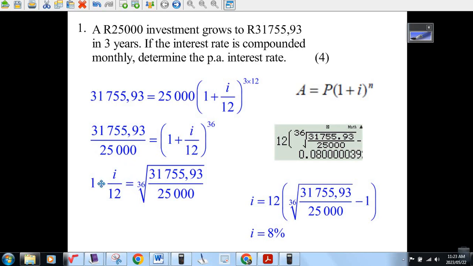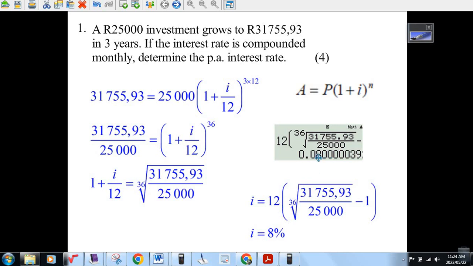Well, we're trying to solve for I. We're going to have to subtract 1, and then we're dividing by 12, so we multiply both sides by 12. And all I do is type this into my calculator, 12 multiplied by the 36th root, then I put in the fraction, put in those big numbers, then go outside the root, put a minus 1, close the bracket, press equals, and I get 0.0800.